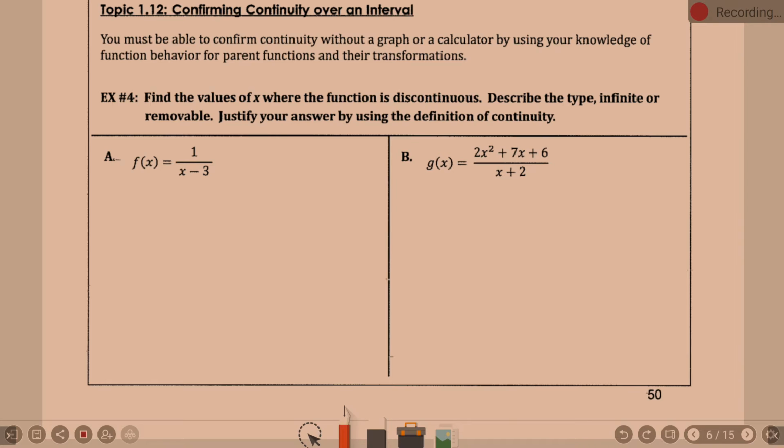Horizontal is the one where you have to look at your coefficients, top and bottom, the highest powered coefficients, and then decide from there.